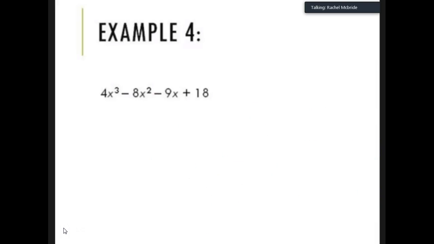Okay, 4x cubed minus 8x squared minus 9x plus 18. So group the first two. Group the last two. Bring out a GCF. So what can I take out of 4x cubed minus 8x squared? I'm so sorry, I don't know why the board keeps flickering. What can I take out, Nick? Perfect. And that leaves x minus 2.